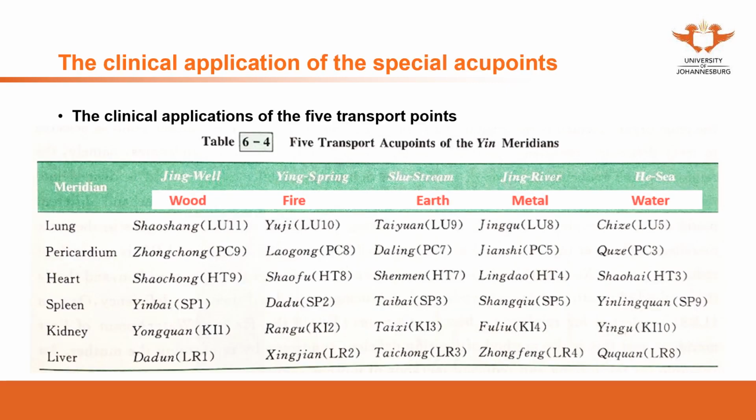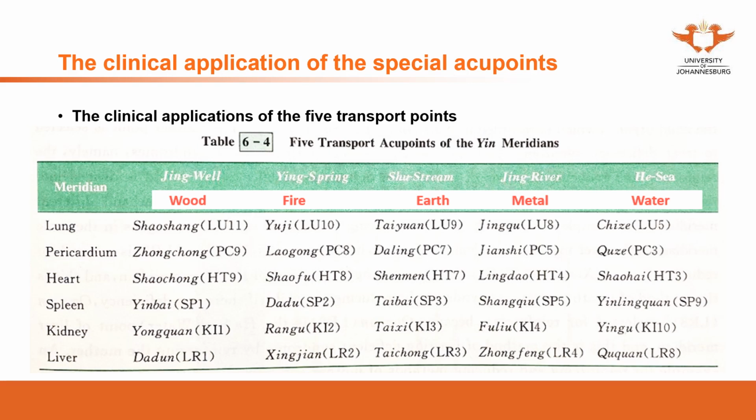The first category, the 5 transport points, or the 5 Shu points. These 5 points on each meridian, most of them are located below the elbows or the knees, because they belong to different categories of the 5 elements. So we can apply the 5 element theory on these points. Firstly, we need to divide these points into yin meridians and yang meridians.